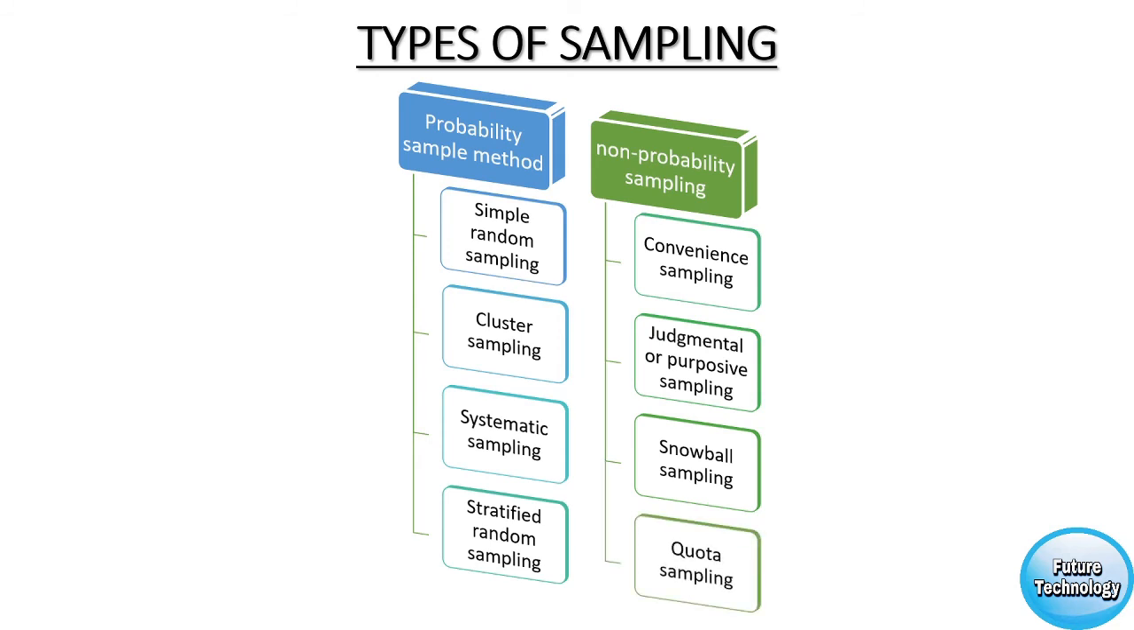Quota sampling. In this sampling technique, members are selected based on a predetermined standard. In this, the researcher includes a sample that represents a population. The researcher chooses these individuals according to specific traits or qualities. Guys, in this video, we have learned about the sampling method and types of sampling.